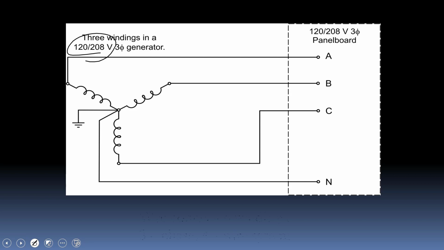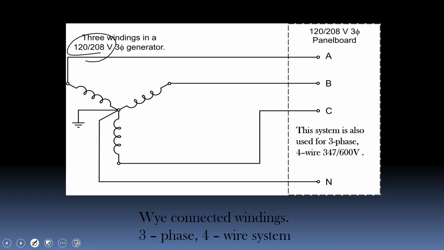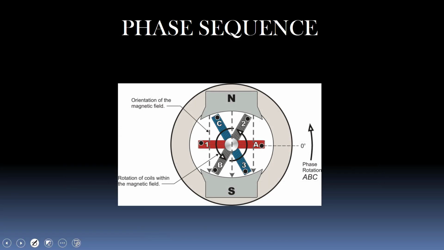What are some other voltages you may see in a 3-phase 4-wire Y system? Well, 347, 600 volt, very common. Another one would be the 277, 480. You may run into that as well. So as soon as you see those 2 voltages like that, you know chances are you're dealing with a 3-phase Y or star system. Let's have a look here at phase sequence now.